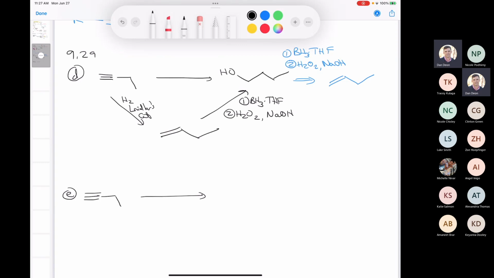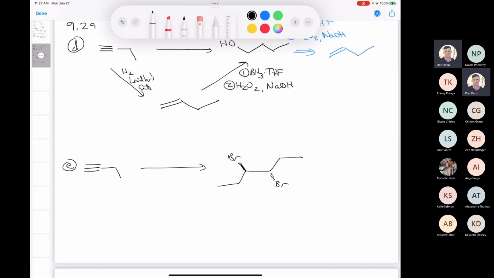We've got 1, 2, 3, 4, 5, 6 carbons, and then we have a bromine here, and we've got a bromine here. So this one, you've got to be very careful with. This is a question that they love to ask, so let me tell you why I'm saying that.